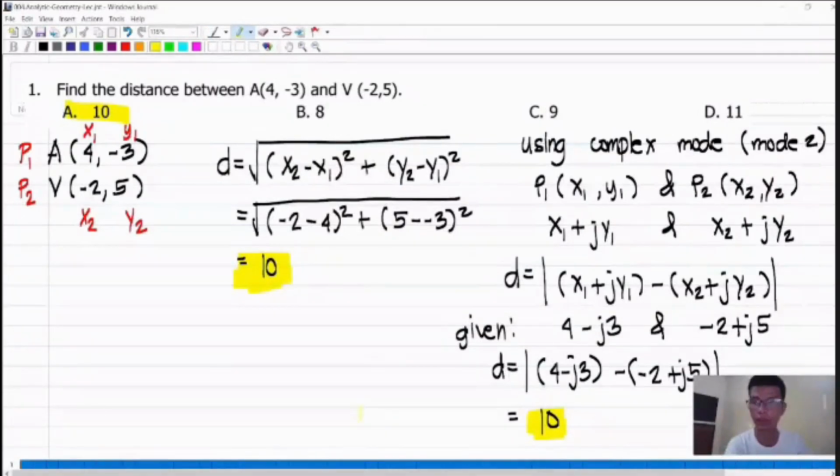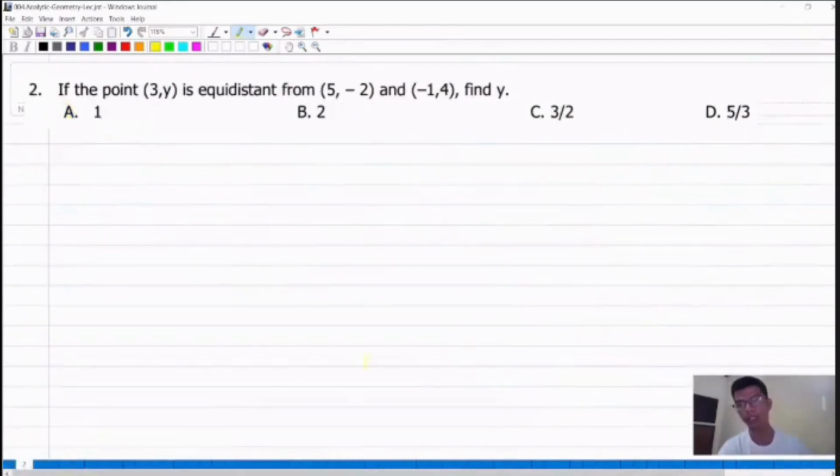Let us now proceed to problem number 2. If the point 3y is equidistant from 5, negative 2, and negative 1, 4, find the value of y. So ano-ano ba ang mga involved dito? Sa ating number 2, there are 3 points involved.